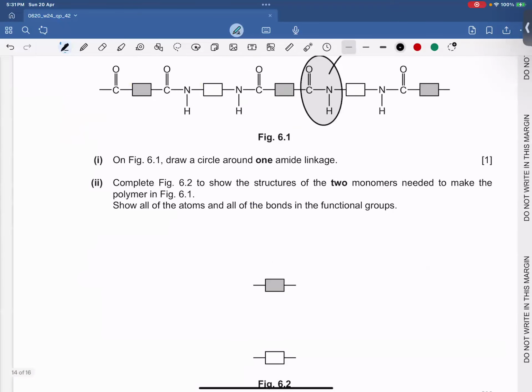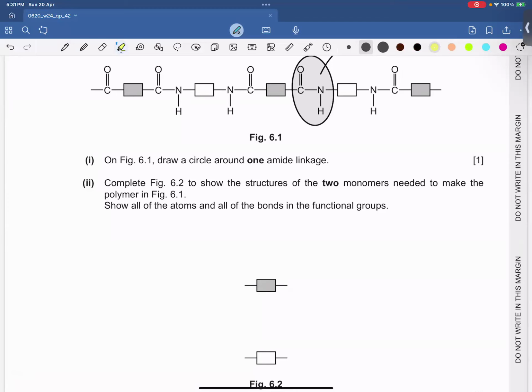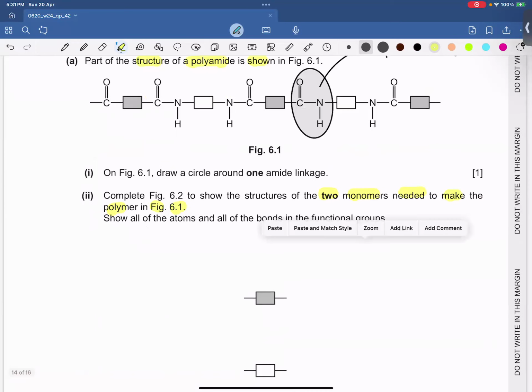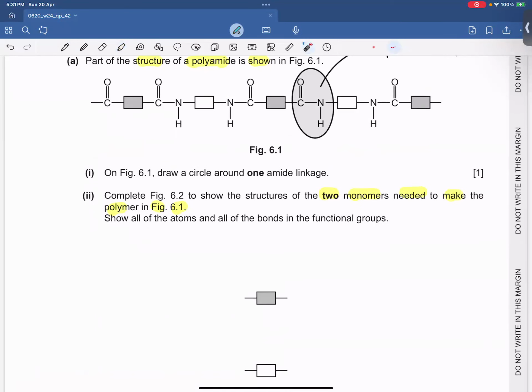I did that. Complete figure 6.2 to show the structure of the 2 monomers needed to make the polymer in this. Okay, you need two monomers. So basically, you need two things. Look at this structure. This is diamine. And look at this structure. This is dicarboxylic acid. So you need dicarboxylic acid and diamine in order to make this polymer. I repeat, break the bond from here, break the bond from here.